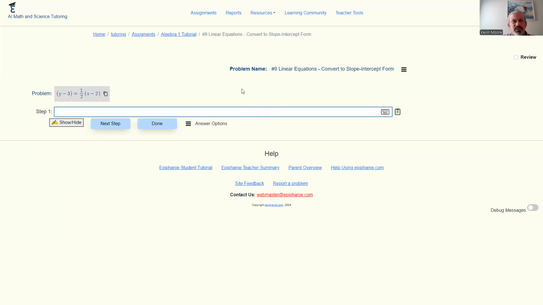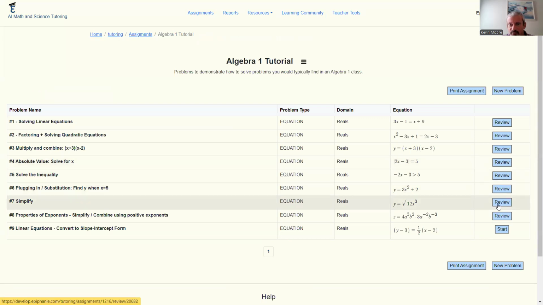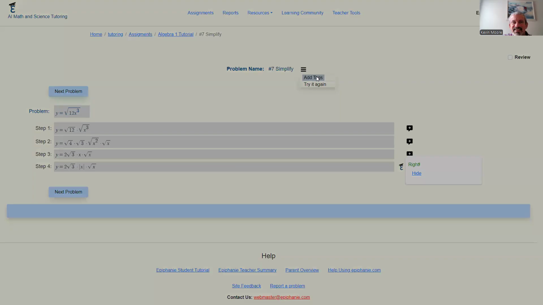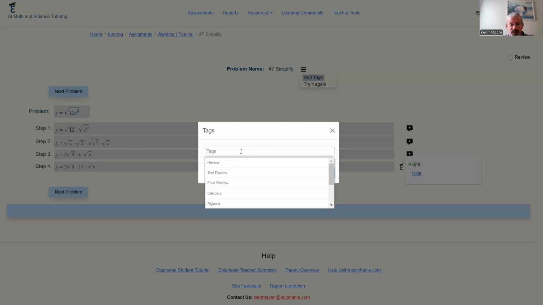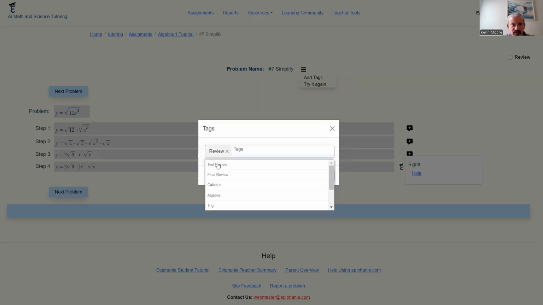Oh, there's something I forgot to show. I'm going to go back to that. Over here, let's say I was looking at this problem and I wanted to look at this again and save it for future review, this problem for the radical problem. I can go up here and say, I want to add tags to this. And I can type in review. I have to click on this to select it.